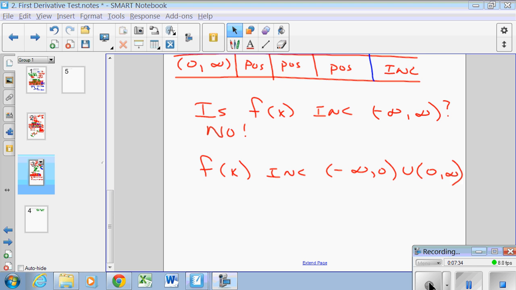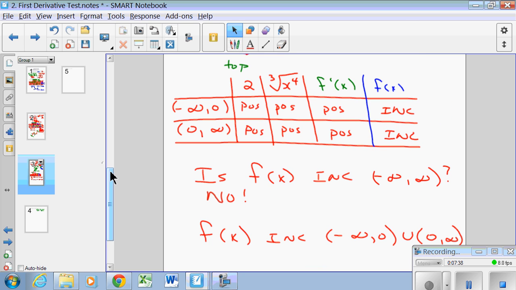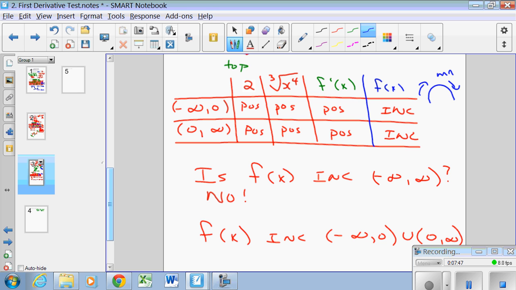If we're going to justify whether you have a local maximum or local minimum, look at your table. A local maximum is supposed to go from increasing to decreasing. We don't have that. Decreasing to increasing is a minimum. We don't have that either. So we don't have a local maximum, and we don't have a local minimum. In fact, we don't have a point there.